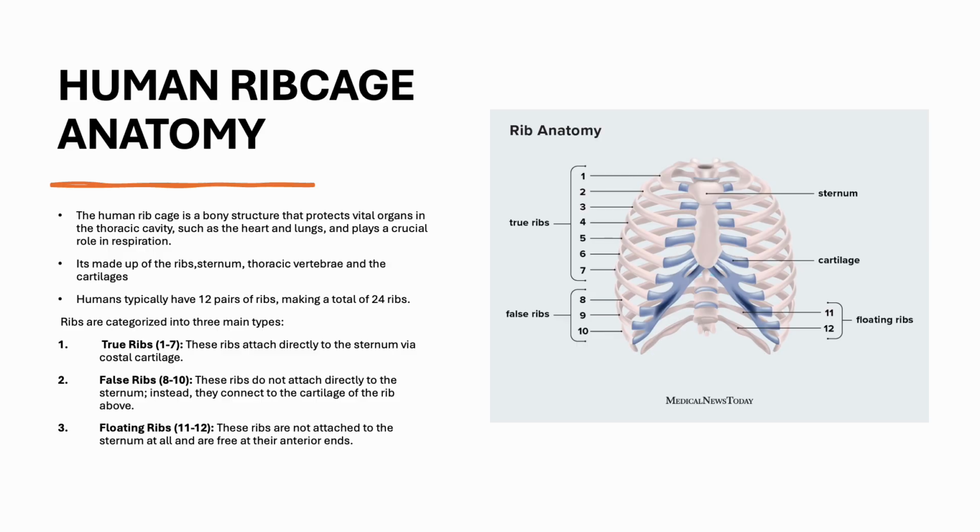These ribs are not attached to the sternum at all and are free at their anterior ends. You can just see them, floating ribs. We have false ribs, and true ribs. So true ribs are pairs 1 to 7. False ribs are pairs 8 to 10. Then pairs 11 to 12 are the floating ribs.